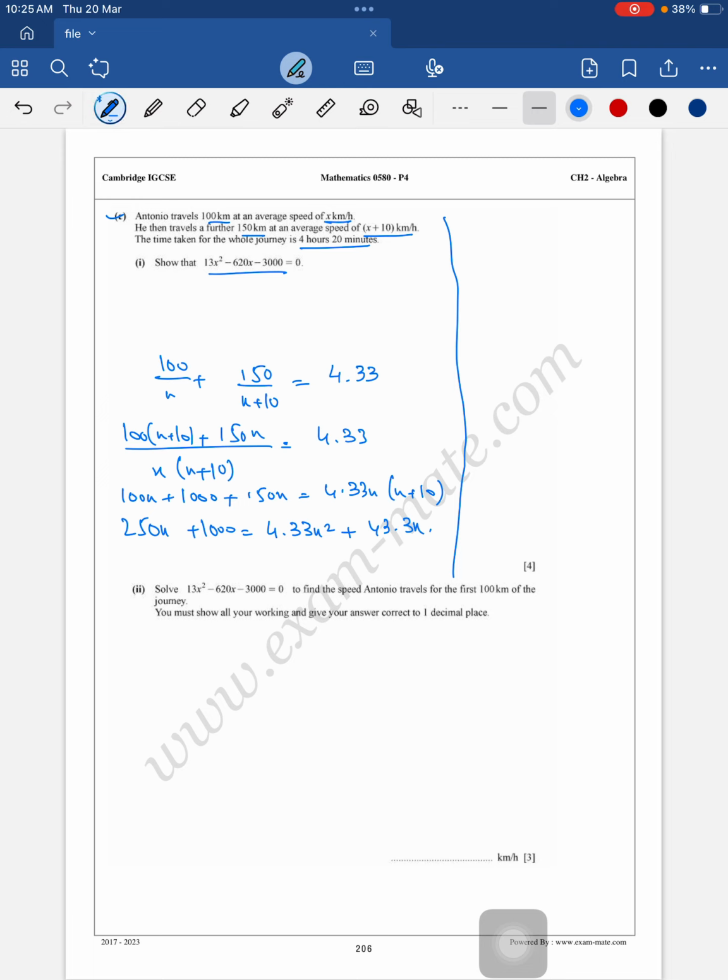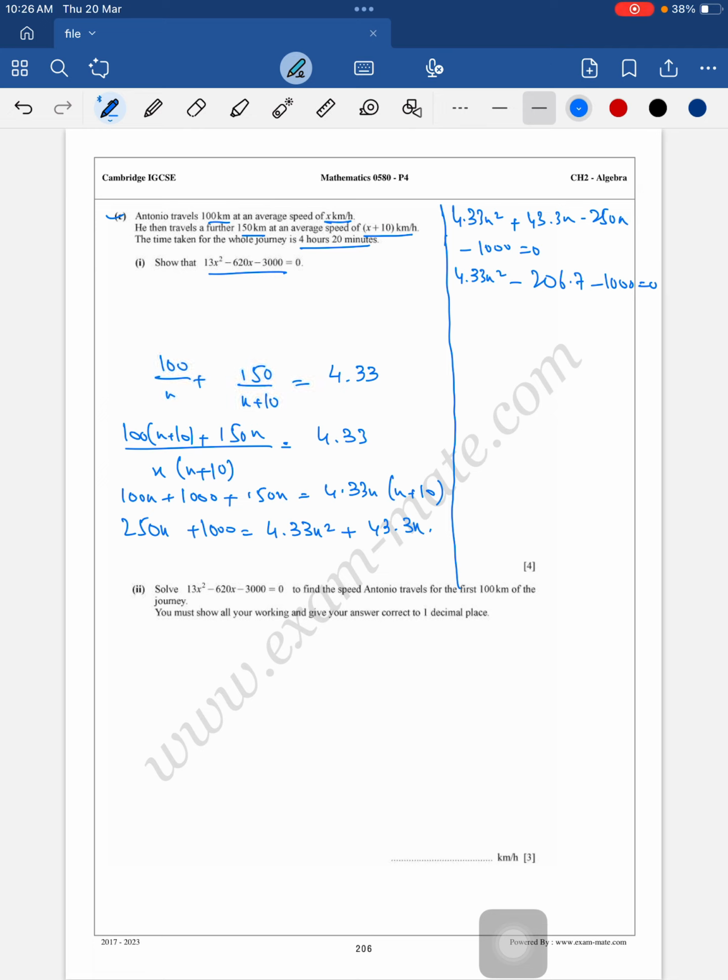Now moving the terms, okay, so 4.33x square plus 43.3x minus 250x, because 250x goes over there, minus 1000, so 0. So it will be 4.33x square, 43.3 minus 250, we get 206.7 minus 1000 equals 0.